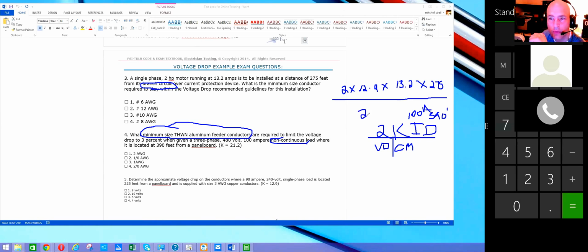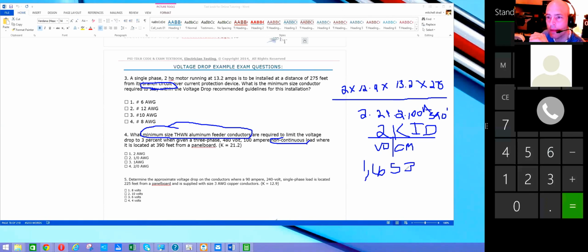This is 2 times 21.2, which is going to be 42.4, times 100 amps for the amperage, times 390 feet. My top line there comes out to 1,653,600.